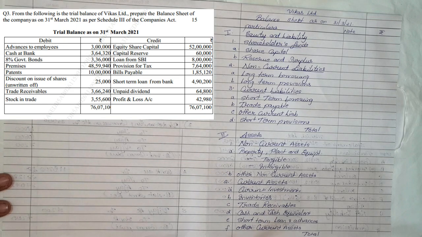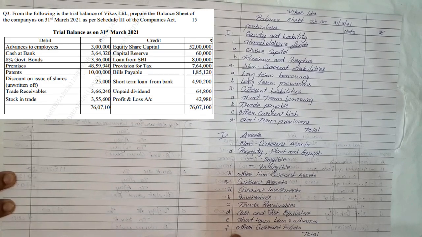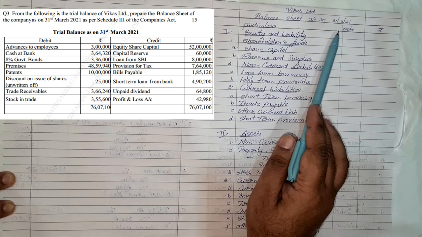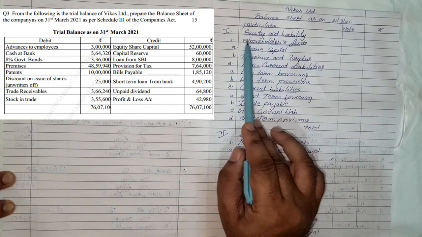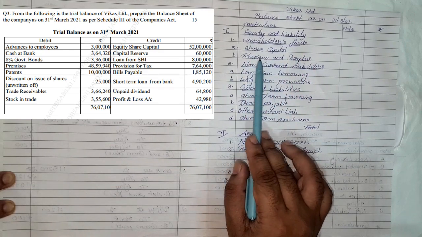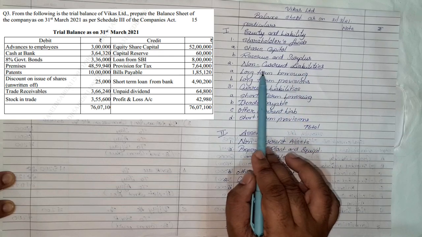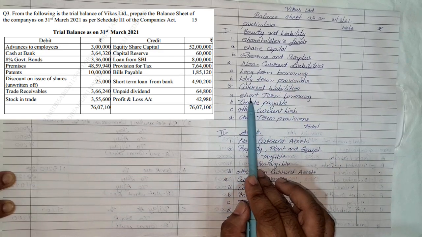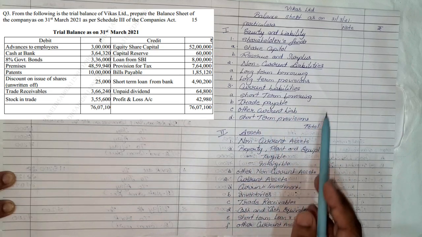So the balance sheet format I have already created for you all. It's given here: Vikas Limited balance sheet as on 31st March 21. Roman number 1 equity and liability. Under that, number 1 shareholders fund. Under that, A share capital, B reserve and surplus. Then the second comes non-current liability. Under that, long-term borrowing, long-term provision. Then current liability. Under that, we have short-term borrowing, trade payable, other liability, and other short-term provision. And we get the total.